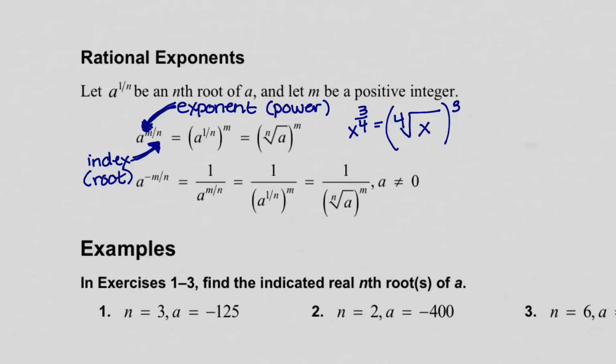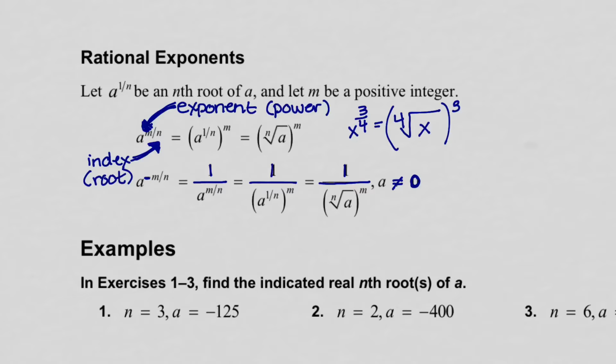And what if it's a negative? Well, we learned already that the negative just means that you're going to place it under 1. It's going to move down or up, but right now we're looking at moving down. And we know that we can't have 0 in the denominator. So that puts that restriction on there that a cannot equal 0.